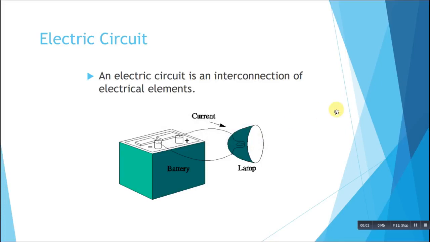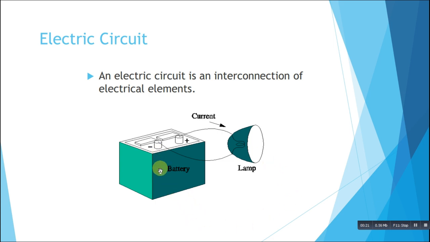Hello everyone. Now we will discuss electric circuits. An electric circuit is an interconnection of electric elements. So this is a complete electric circuit, or a complete loop, where we have a battery power source and a load which is a lamp.